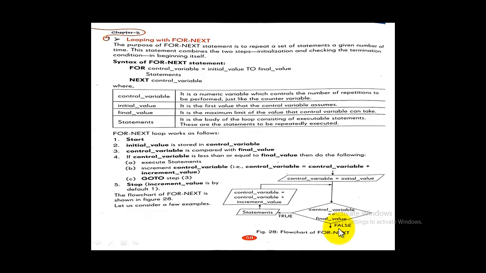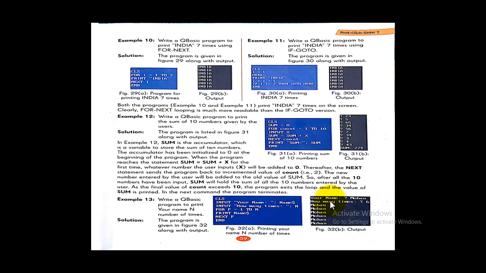Okay, let's see an example program. Now let's see here example 10: write a QBasic program to print India 7 times using for next. We will print India 7 times using the for next statement.